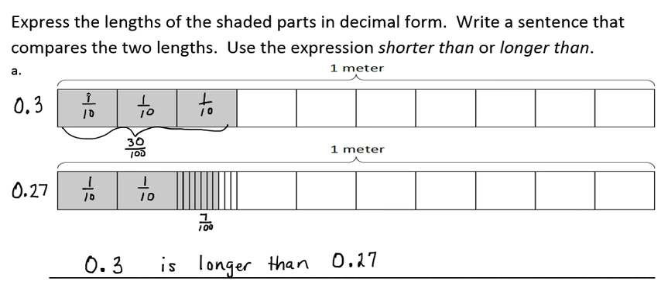Now another way to look at this is the 3/10 could also be considered 30/100 because each tenth is equal to 10/100. So I can take that statement and rewrite it as 30/100 is longer than 27/100, which might make a little more sense. Either way is correct though. 3/10 is longer than 27/100, or 30/100 is longer than 27/100. And you can see again on the tape diagram how that takes up more space than the 27/100.